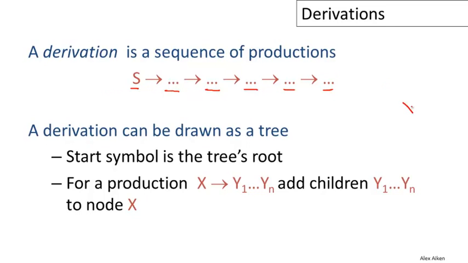For example, if I have a non-terminal x that appears in a derivation, then when I replace x, I can represent that by making the children of x the right-hand side of the rule that I use to replace x. So when I apply the production x goes to y1 to yn, I add y1 to yn as children of x in the tree that I'm building up.